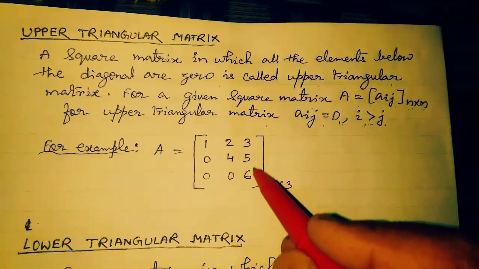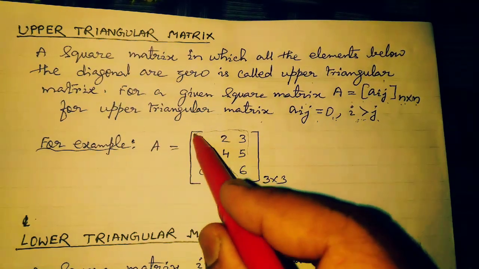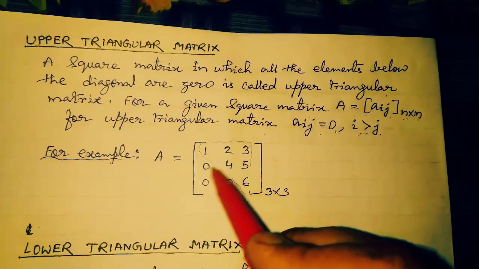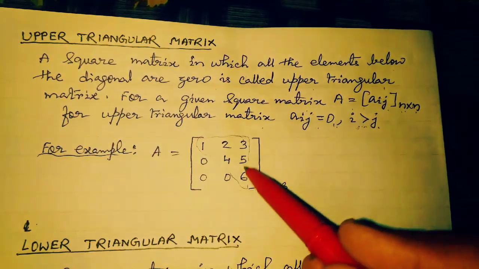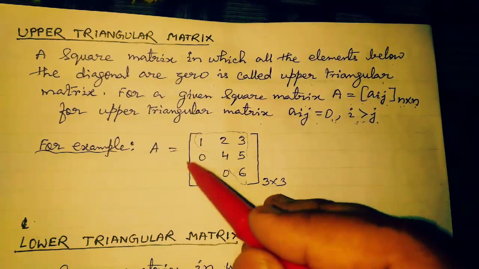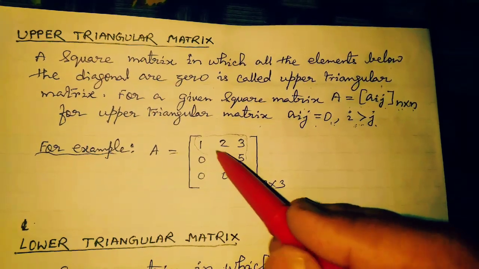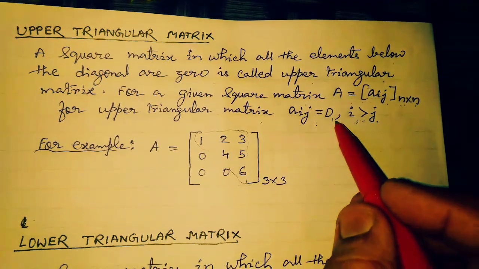This part forms a rectangle, in which all the elements below the diagonal are 0. This is the leading diagonal, and below it all the elements are 0. The rest of the part is not 0. That means Aij is 0 when i is greater than j.